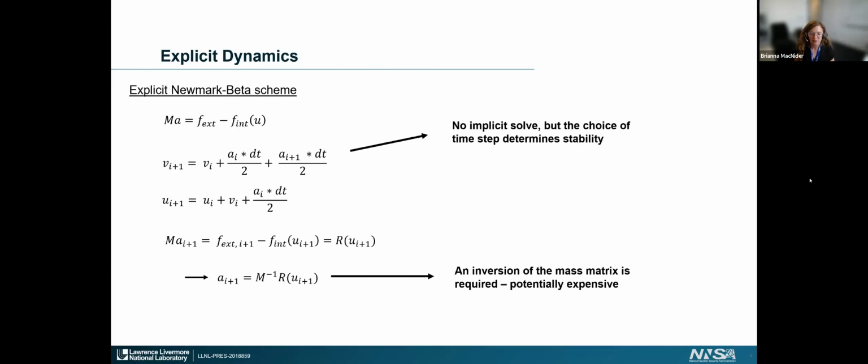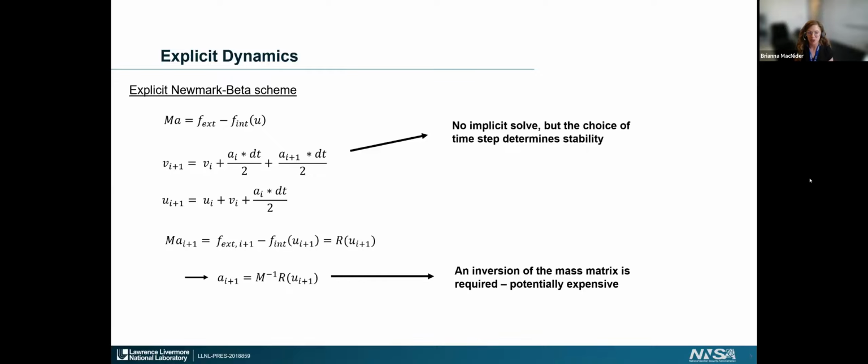So starting off with the first challenge that I mentioned, looking at explicit dynamics, we are implementing a very classic, well-known explicit Newmark beta scheme. Equations are shown over here on the left, essentially just moving through and incrementing, based on your time step, from one iteration to the next, your displacement, velocity, and acceleration. A couple of points of note here.